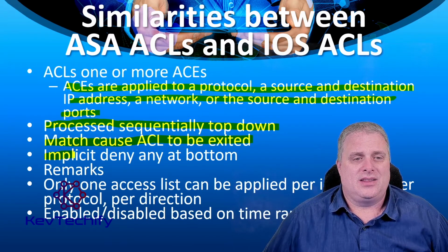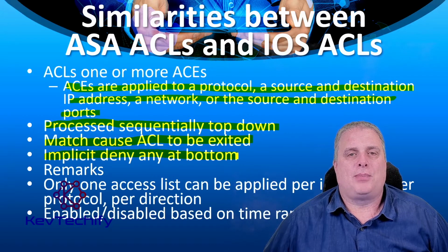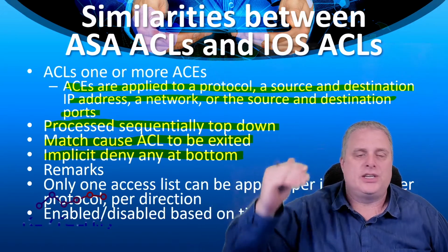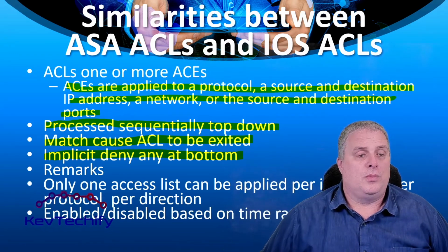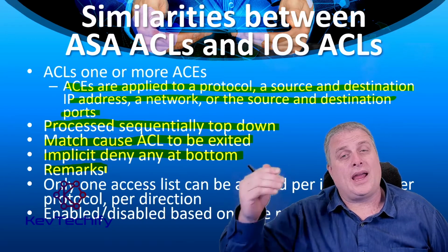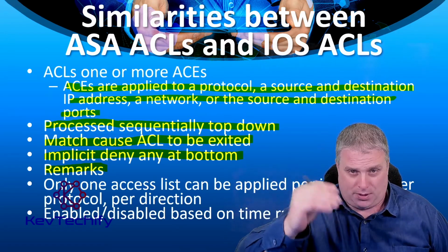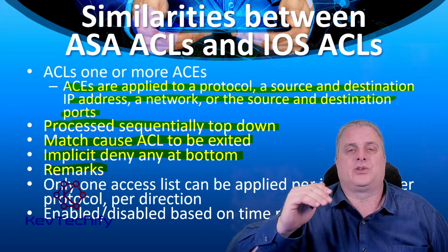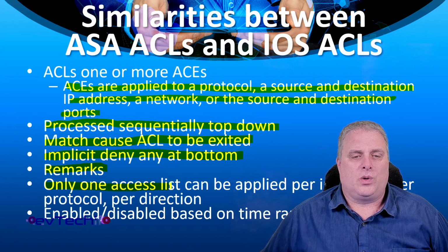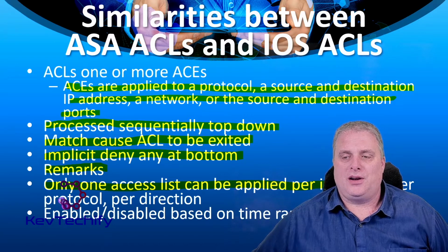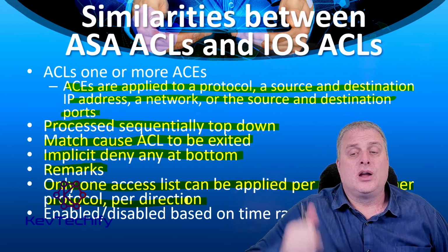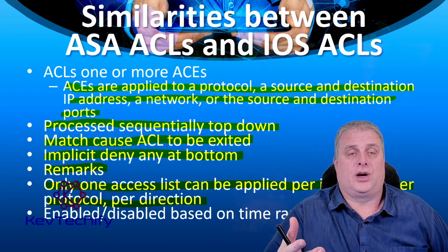At the end, there's the implicit deny at the bottom of it. So if it doesn't match any of the access control entries, when it gets to the end, it's just going to deny everything. Remarks can be added per access control entry or access control list. Another similarity is only one access list can be applied per interface, per protocol, per direction. So only one access control list per interface, per protocol, per direction.